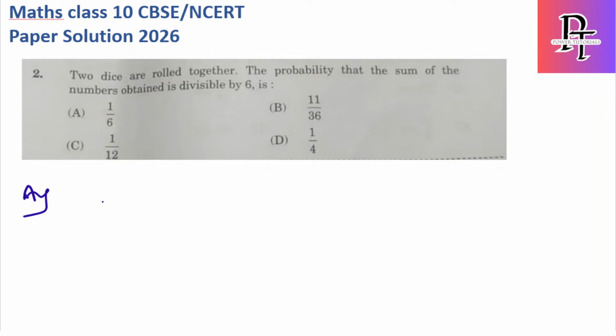Two dice are rolled together. The probability that the sum of numbers obtained is divisible by 6. So this is a probability question where we have two dice.